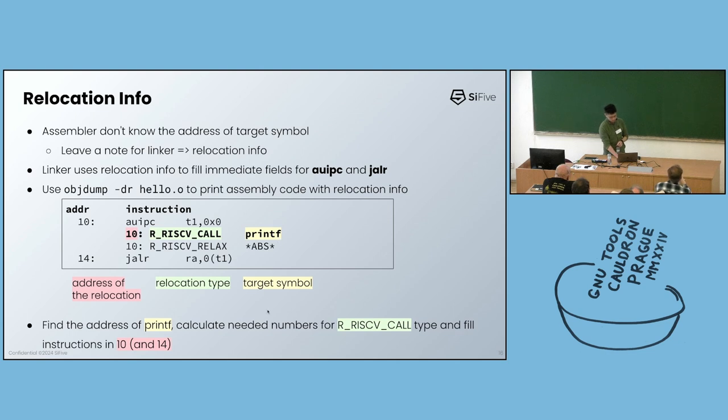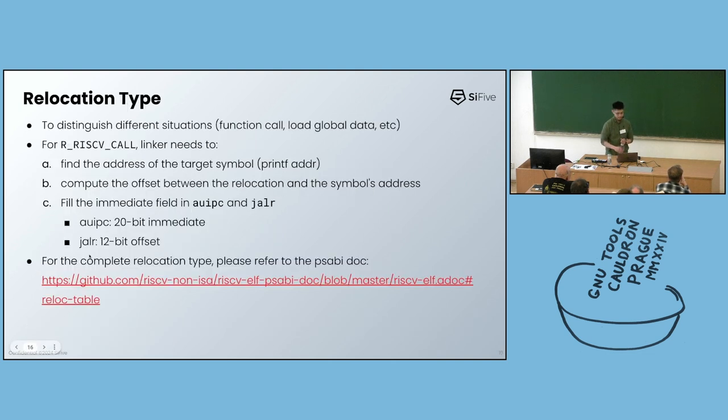So the meaning of the relocation info here is that we need to find the address of printf, calculate the needed numbers for the RISC-V call relocation type, and fill in the instructions at 10 and actually 14. I talked about this before. So we might have function calls, global data, et cetera, situations where we need a relocation type.